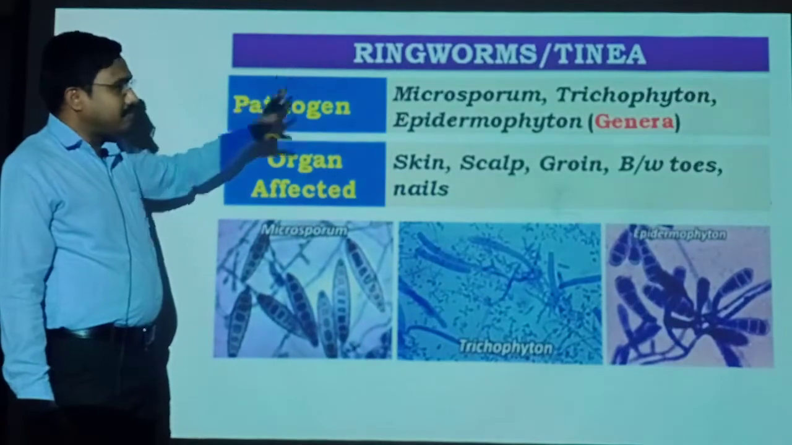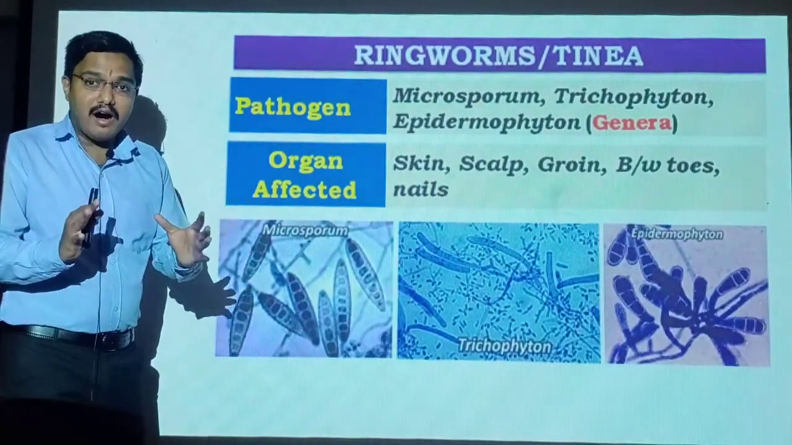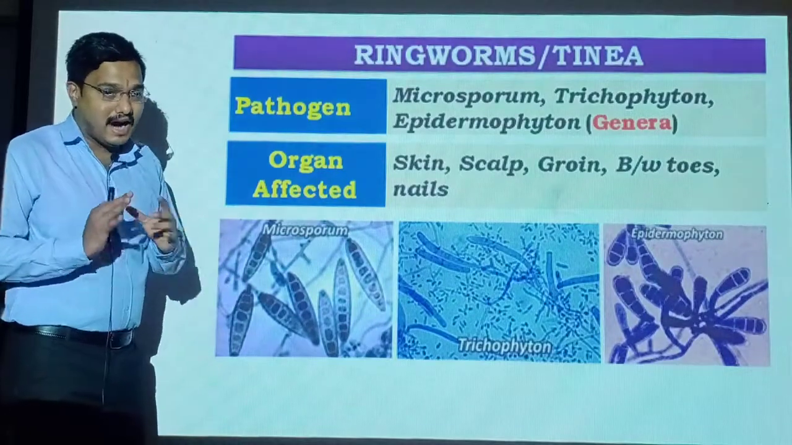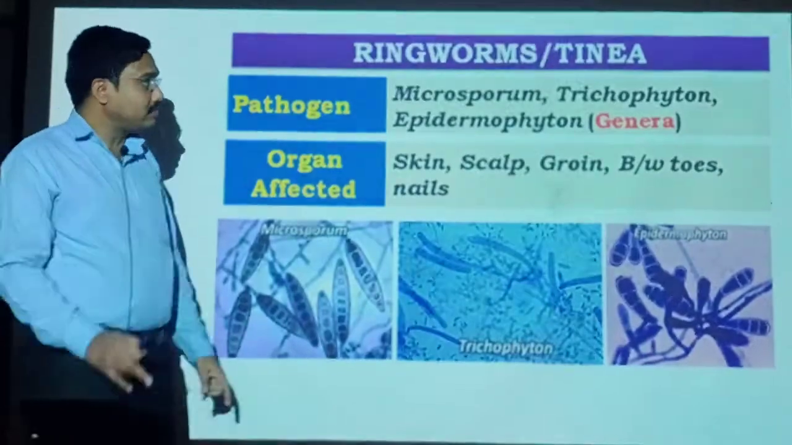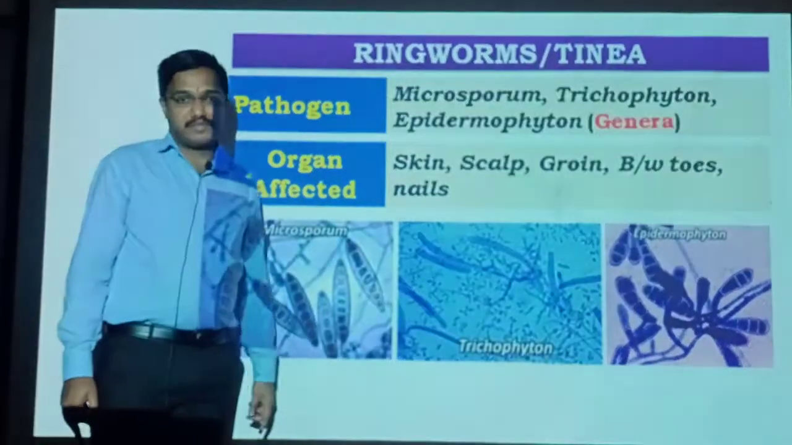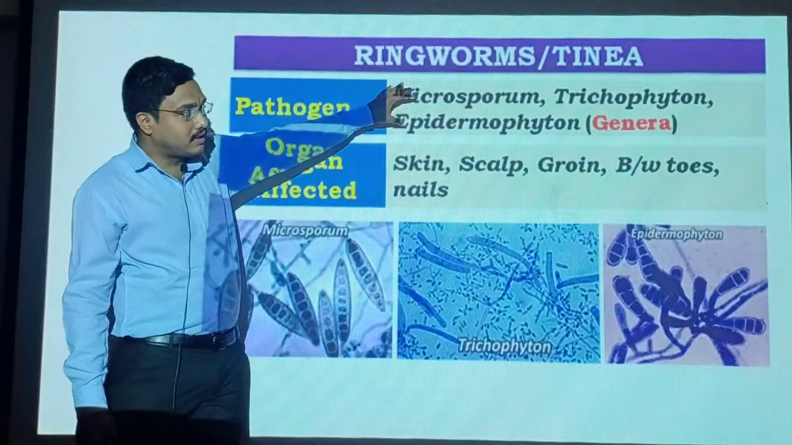Pathogens of ringworm are 3 genera of fungi. They are Microsporum, Trichophyton, Epidermophyton. Don't confuse.